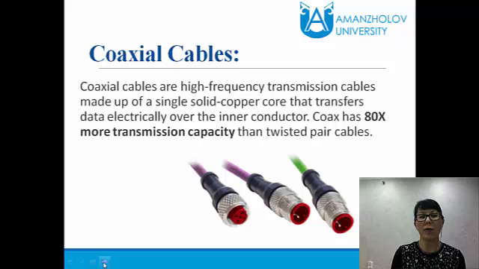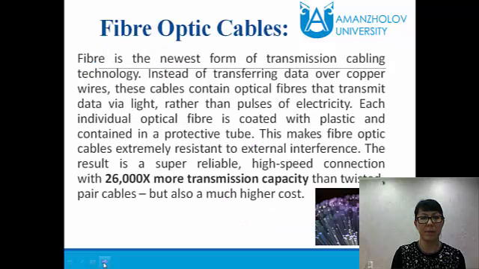Coaxial cables are high-frequency transmission cables made up of a single solid copper core that transfers data electrically over the inner conductor. Fiber optical cable is the newest form of transmission cabling technology. The result of using fiber optical cables is super reliable, but it also has a much higher cost.